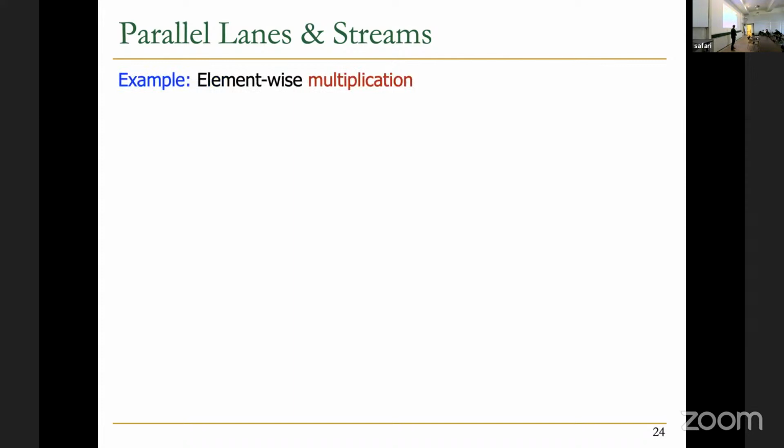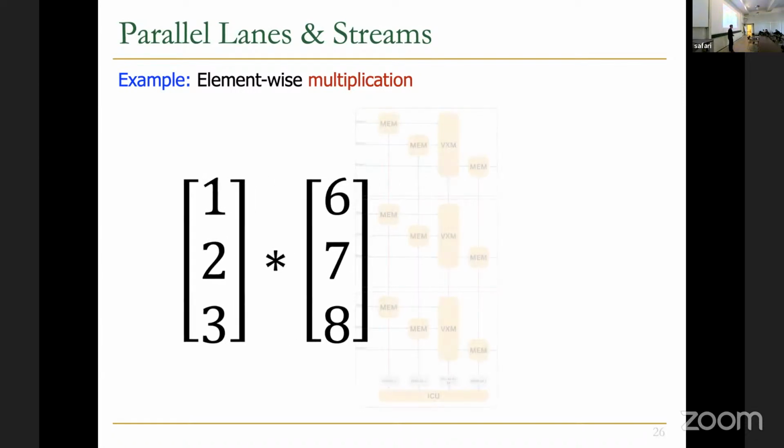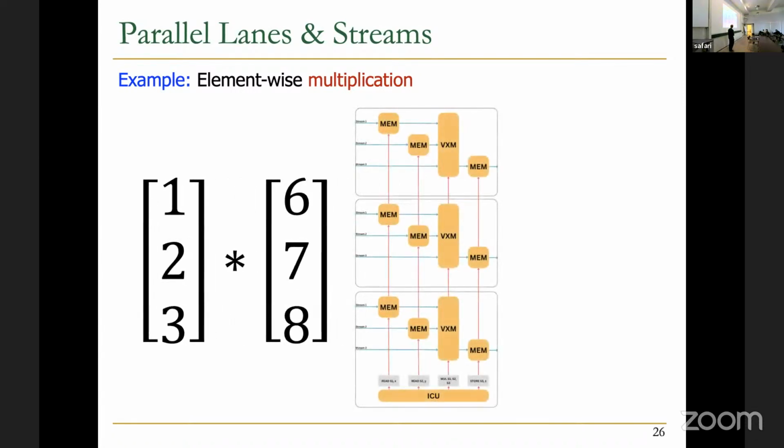Okay, this is quite theoretical, so let me give you an example with a simple element-wise multiplication of two vectors. So let's say we want to multiply these two vectors here. And obviously we could do it sequentially, just 1 times 6, 2 times 7, and so on. But we can also do it in parallel because these different computations do not depend on each other. And this is exactly what the TSP does. We can once again see it here.